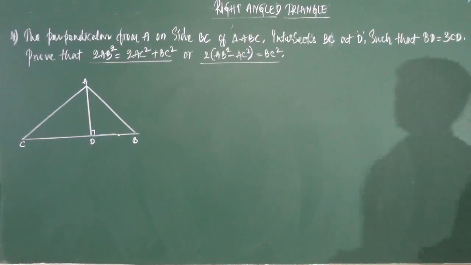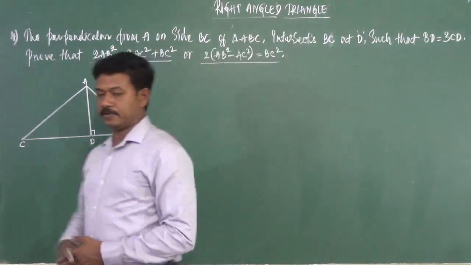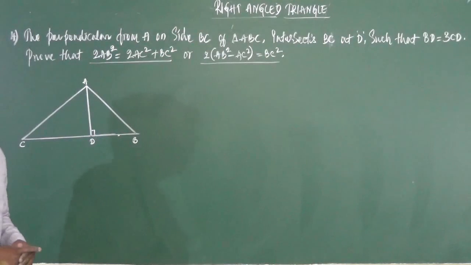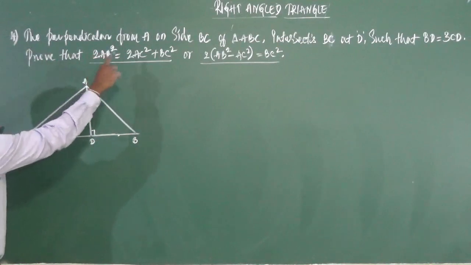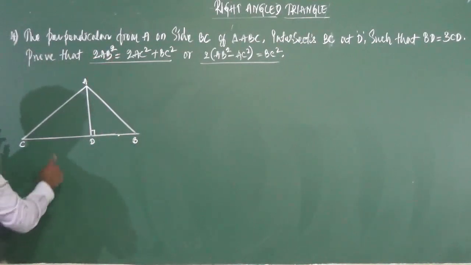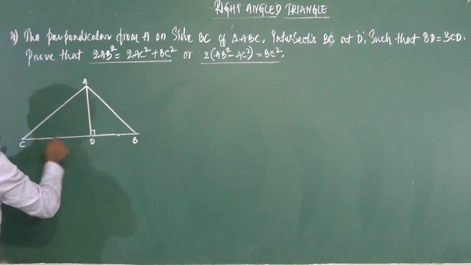Okay. So let us get into the 4th rider, very important for 3 marks in your NCERT textbook. It can be proved in many ways, but I will be going with the simplest method. So let us get into the problem here. The perpendicular from A on side BC of triangle ABC. So this is triangle ABC.